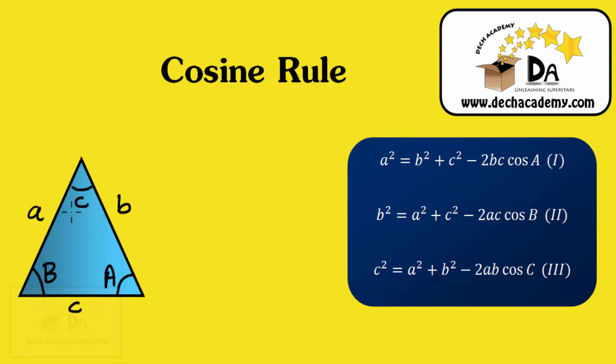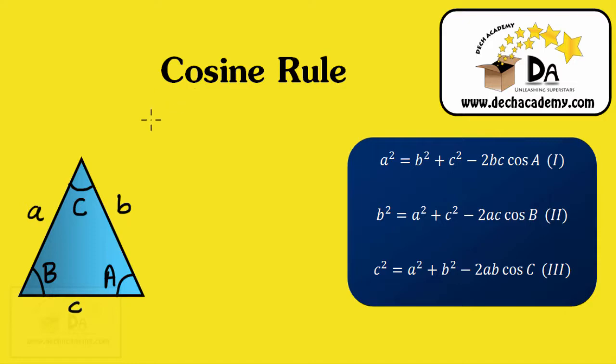Now for this type of triangle, the cosine rule tells us that a squared, where a is the length of this side, is equal to b squared plus c squared. Notice that b is the length of this side and c is the length of this side. So a squared is equal to b squared plus c squared minus 2bc cos A. The cosine rule also tells us that b squared is equal to a squared plus c squared minus 2ac cos B. And it also tells us that c squared is equal to a squared plus b squared minus 2ab cos C. Now these equations may look complicated, but they're actually very easy.